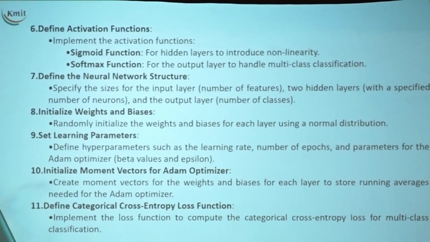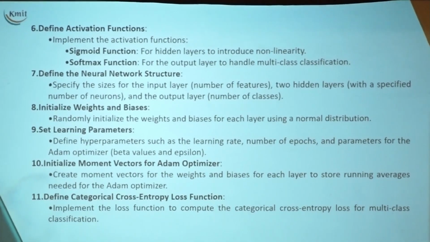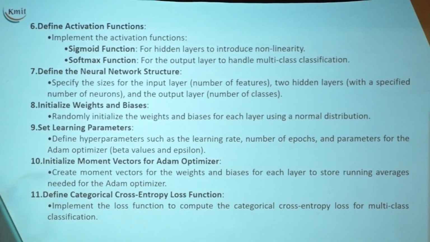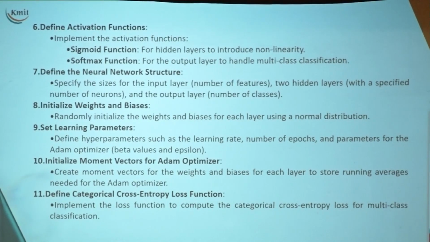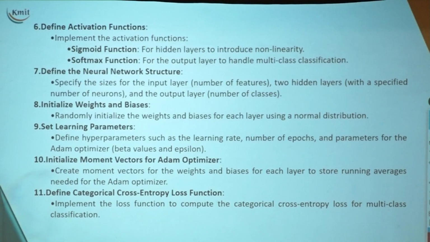What are the activation functions that we are going to use? Sigmoid and softmax. Where do we use sigmoid and where do we use softmax? Sigmoid for the hidden layers to introduce nonlinearity, and softmax for the output layer for multi-class classification. As we have three different classes, setosa, versicolor and virginica, we use softmax. And then we define the neural network architecture, how many input layers, how many hidden layers and all that.